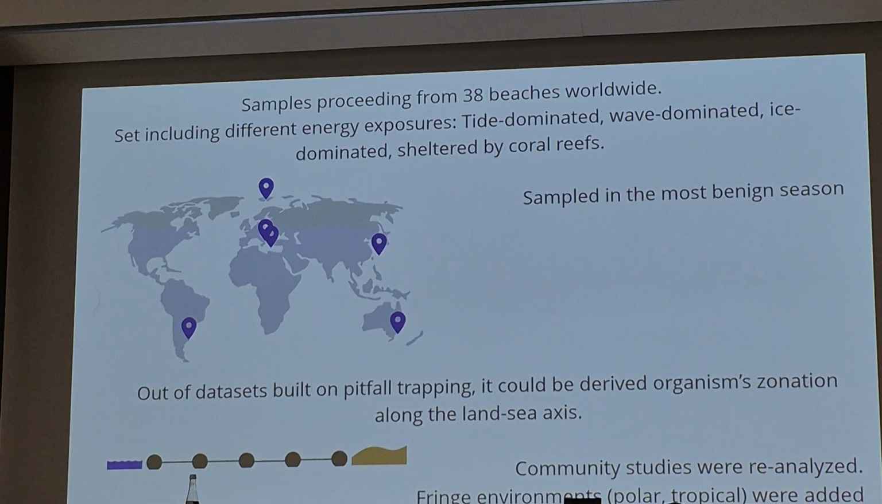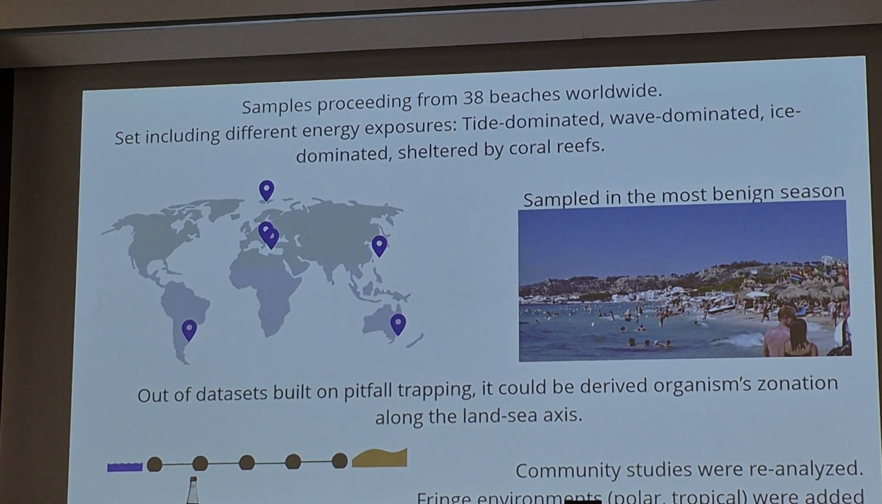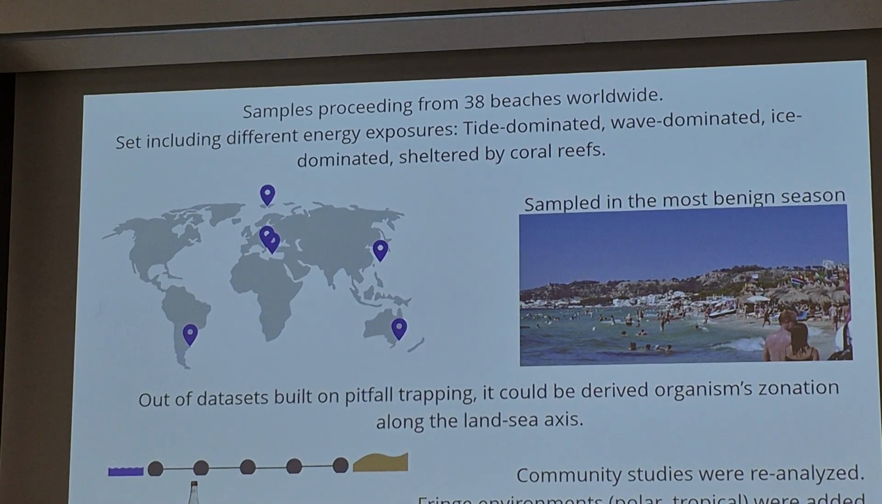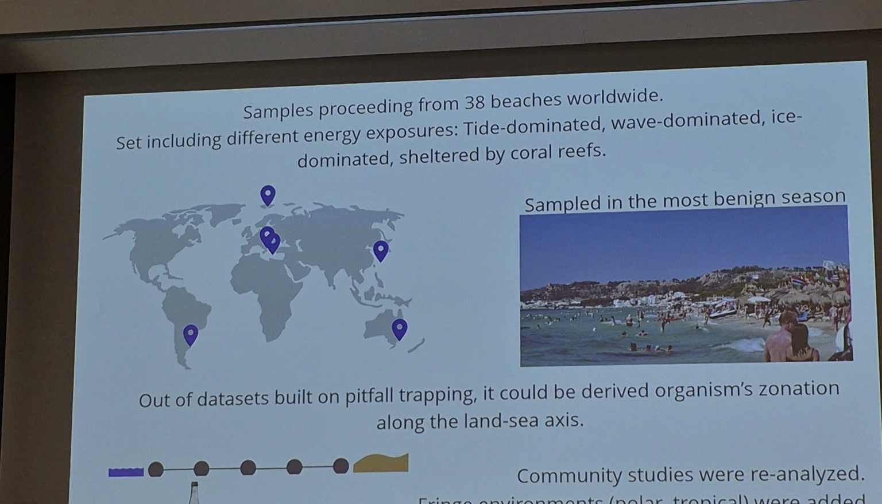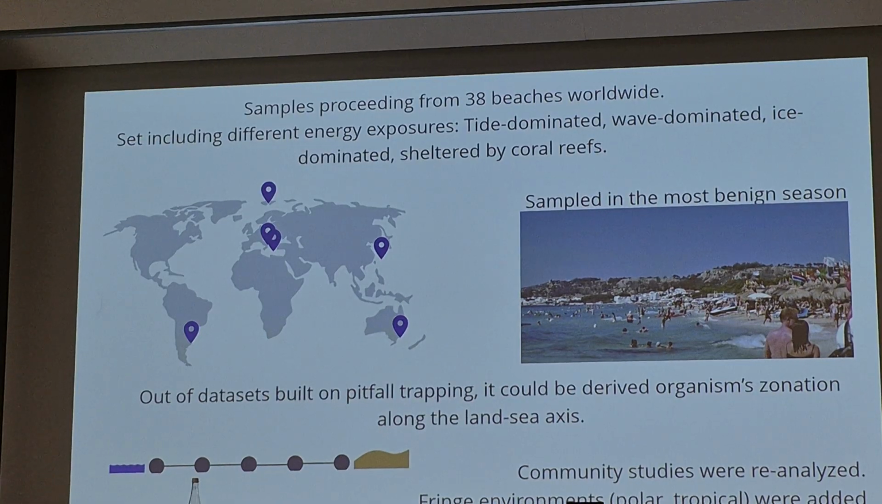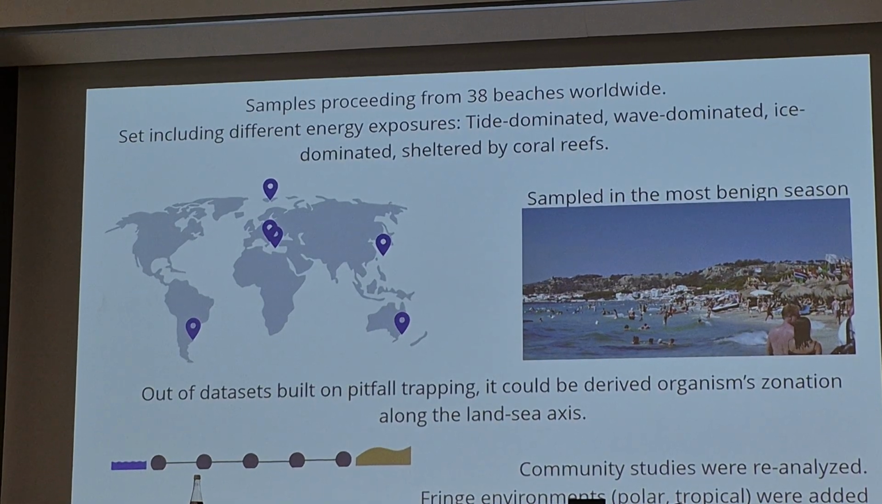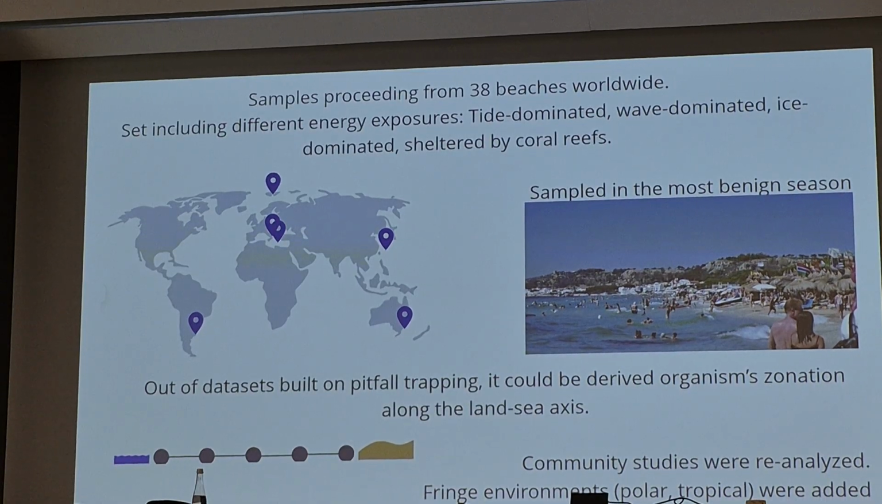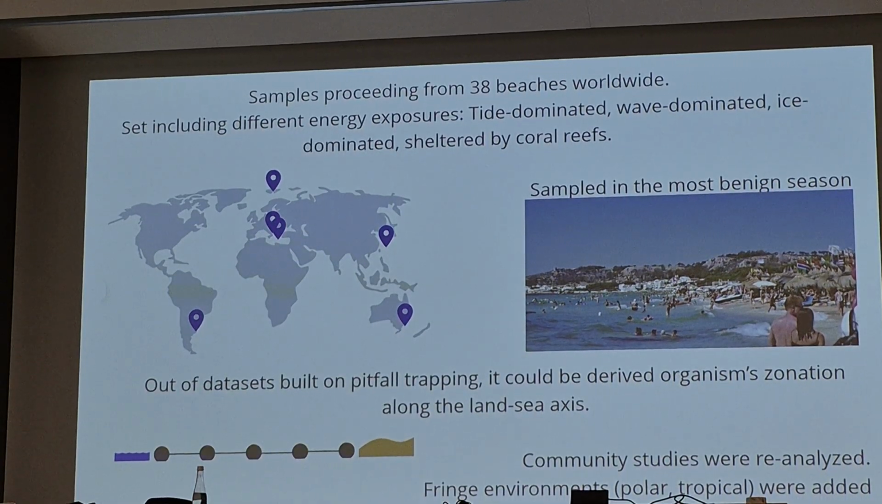In general, we sampled in the most convenient season. It doesn't mean that the warmest season is the most convenient; you can have a scenario where it's impossible to work. So it's usually spring we are talking about, when most biodiversity is out, and for the polar region it's during the summertime, when the light allows everything living there to come out.